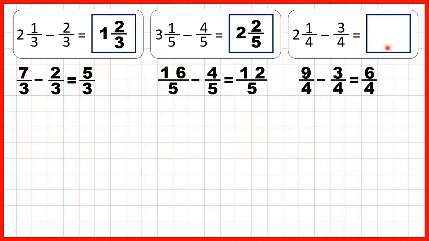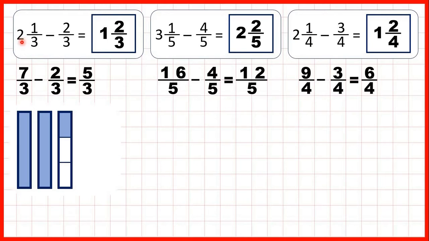So we could write 6/4 as our answer, but if we want to write our answer as a mixed number, 6 divided by 4 is 1 remainder 2, because 1 times 4 is 4, then we need 2 more to get to 6. So that gives us 1 and 2/4 as our answer. We can show fraction bars to see what we were doing here. So for this first question, we started with 2, so 2 wholes, and 1/3.